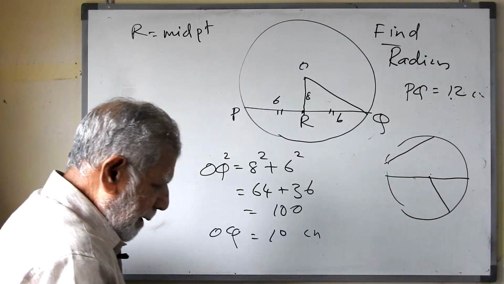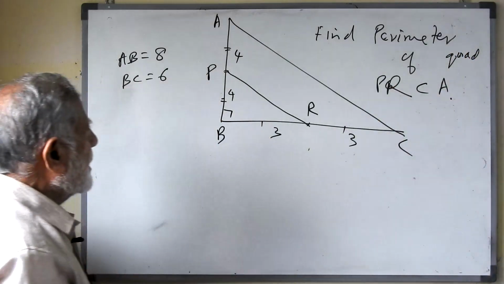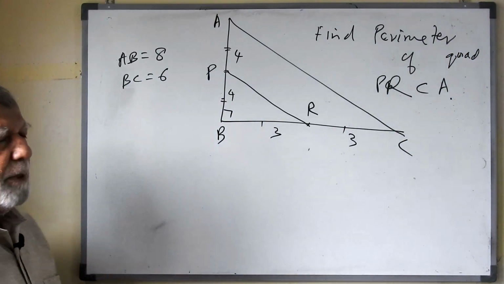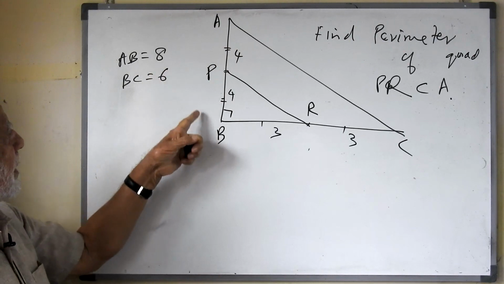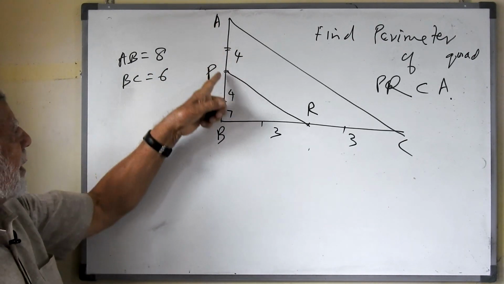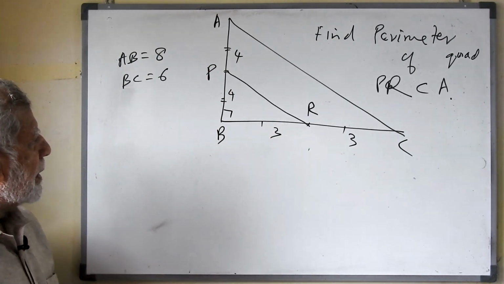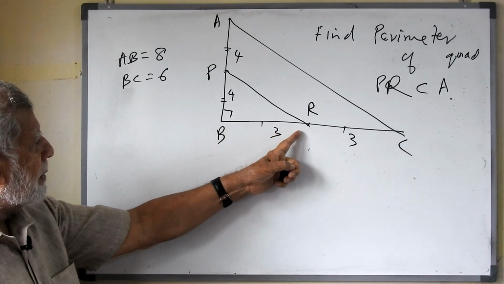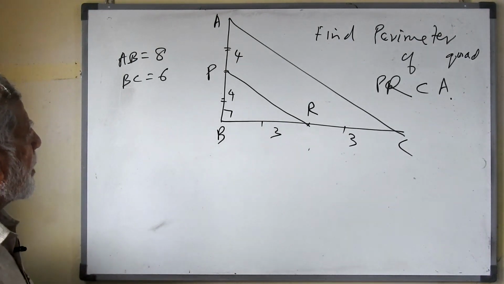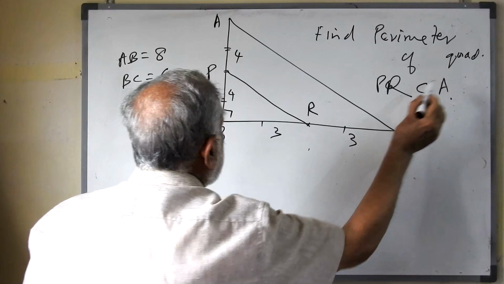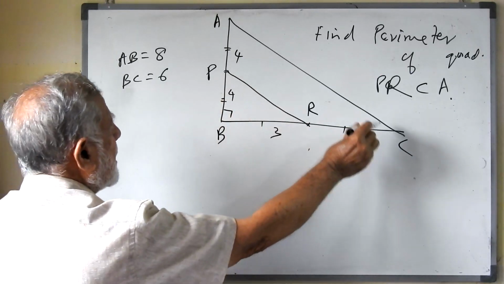We will take one more example on this exercise. Look at this diagram. These are right angle triangles, children, and here we have AB. The length of AB is given as 8, and P is the midpoint, so AP equals PB equals 4. In the same way, BC is given as 6, and R is the midpoint, so BR equals 3 and RC equals 3. Now, the question is to find the perimeter of the quadrilateral PRCA. That is these four sides.